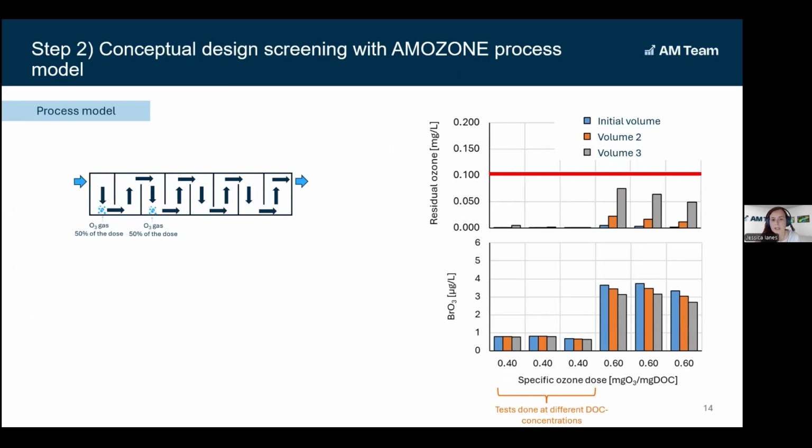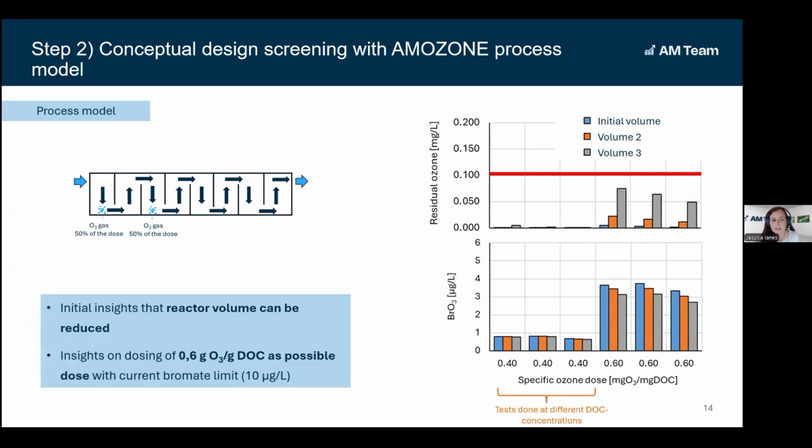So in this study, we could see that actually the initial volume was resulting in very low residuals, and there was room to reduce the volume further while still granting low residuals in the effluent. At the same time, we wanted to test different specific ozone doses and different DOC levels to see the bromate formation that could be experienced at the Bottrop once the reactor would be built.